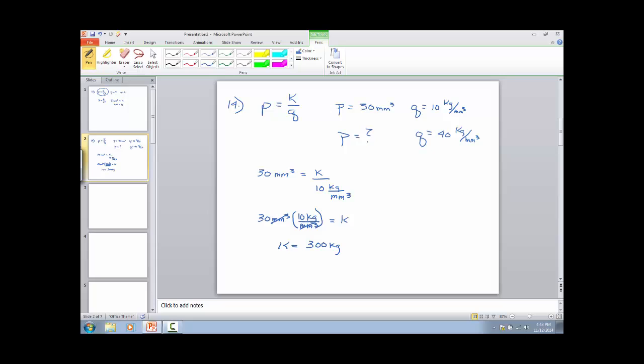Let's see, I've made a little mistake here. This was millimeters squared. So if this is squared, we cannot cancel that. We'll end up still with 1 millimeter. So this will be K equals 300 kilogram millimeters.